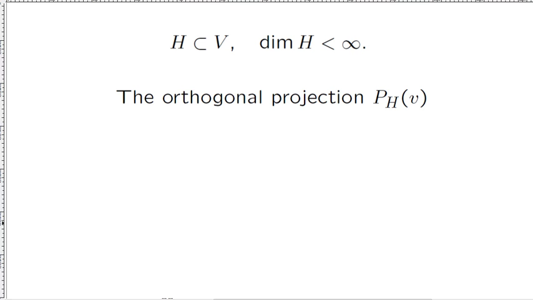Hi everyone, I'd like to explain how to actually compute this orthogonal projection using Mathematica. First I'm going to explain the algorithm. V is a vector space with the inner product given, and H is a finite dimensional subspace of this V that can be potentially infinite dimensional, and we have a definition of orthogonal projection.